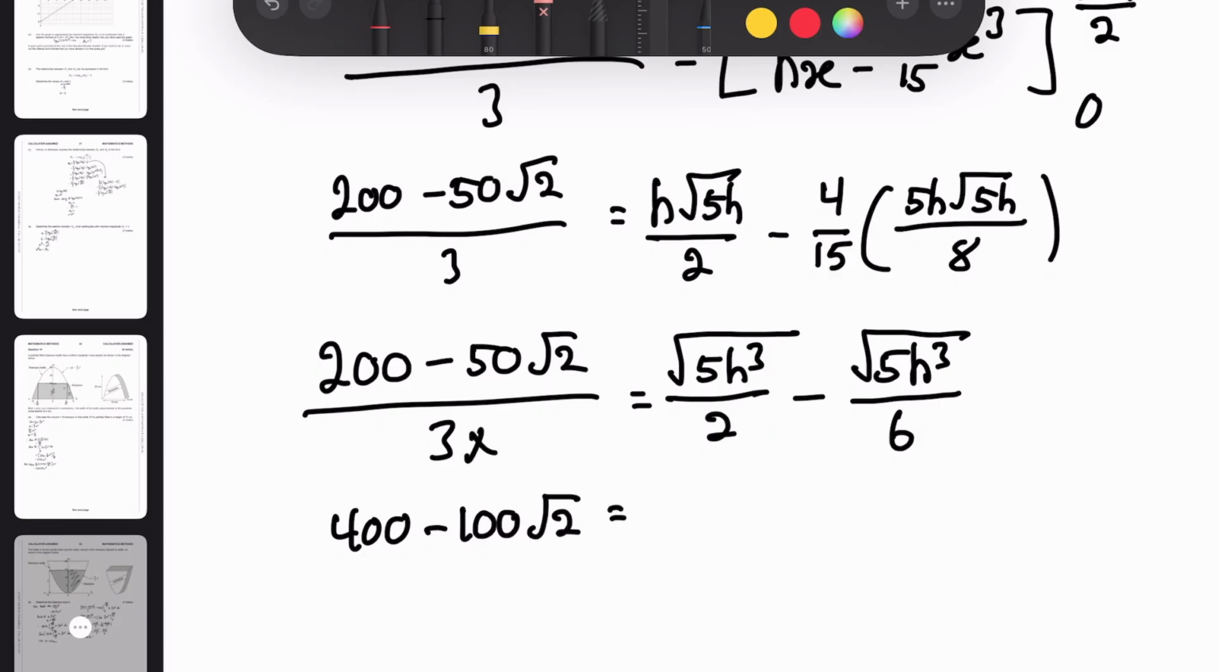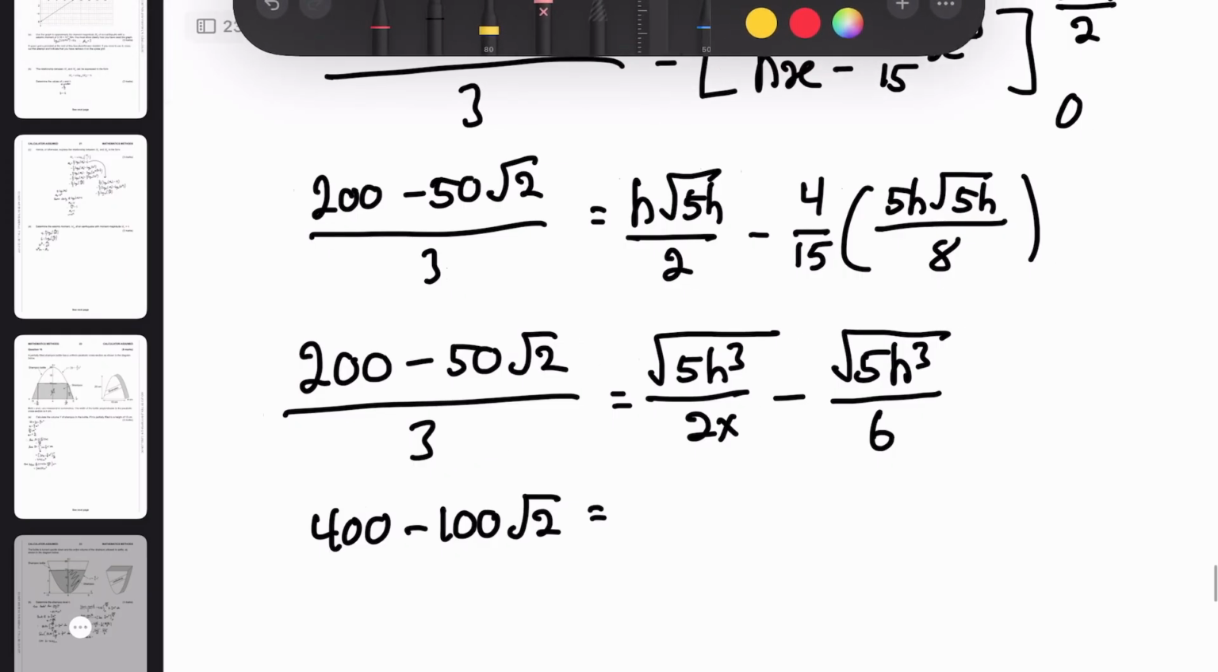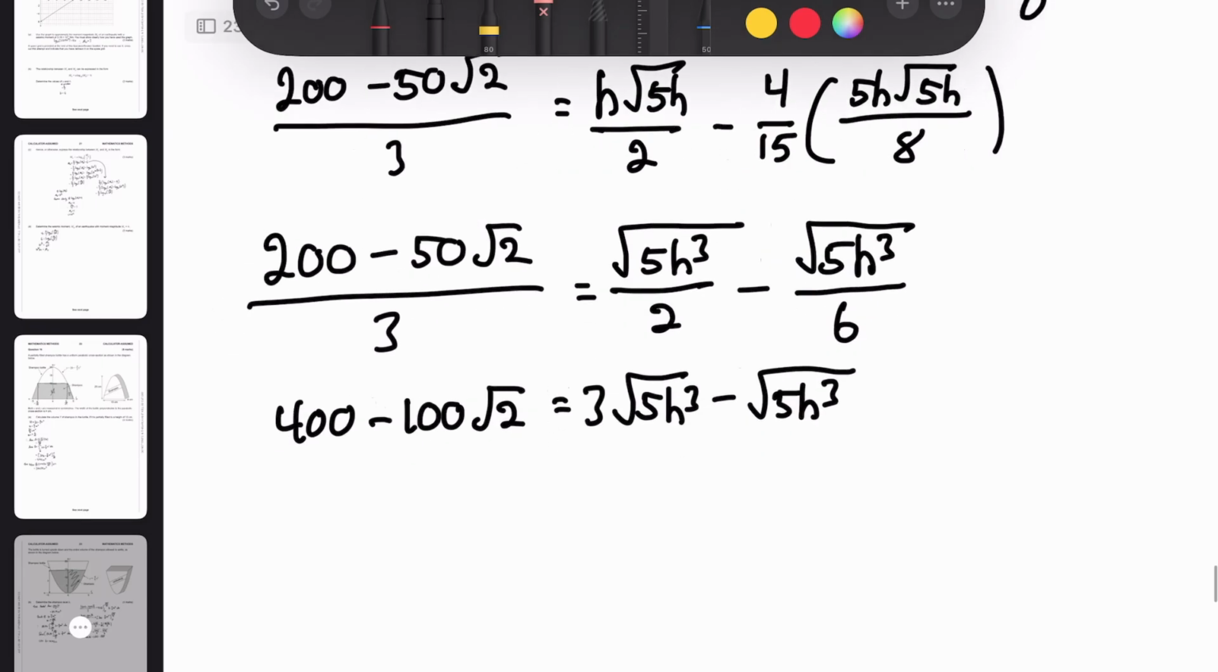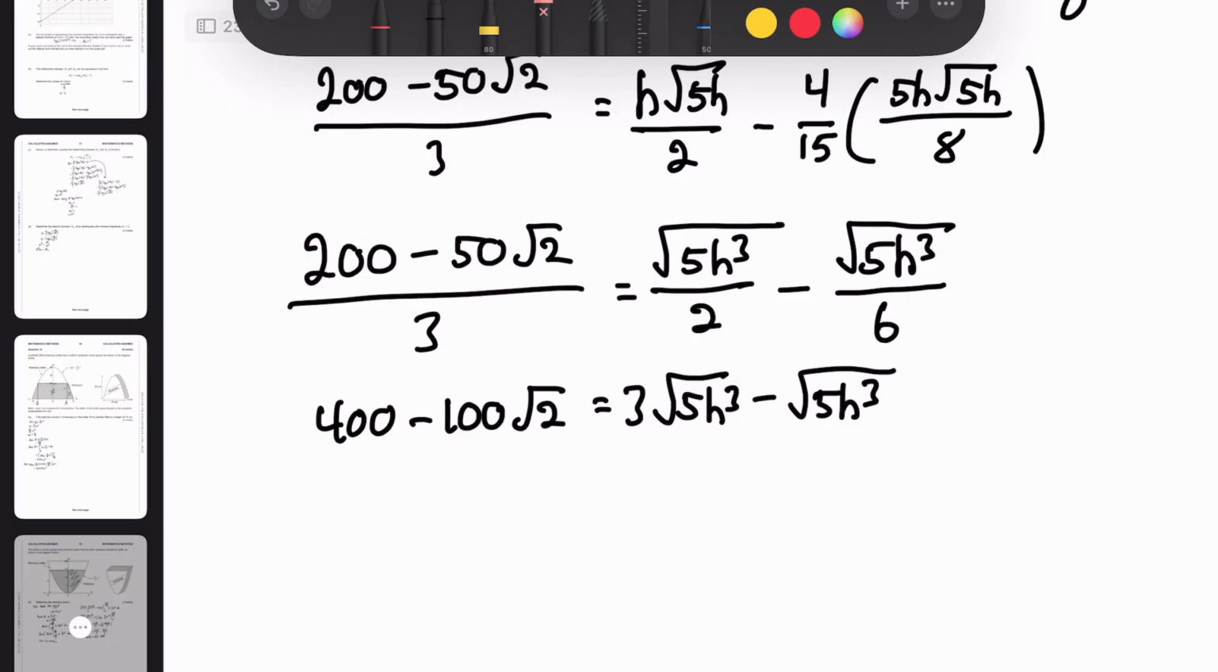Okay, so then if we multiply everything by 6, 400 minus 100 square root of 2 equals, because to get this to 6, we multiply this by 2, so we put 2 on everything on the top. Same thing to get everything on the bottom to 6, we need to multiply by 3, so we just put 3 as a coefficient there. Minus square root of 5h to the 3. So then that's just going to be 2 square root of 5h to the 3. So then I'm just going to divide everything by 2.